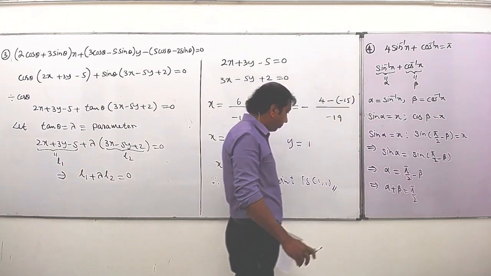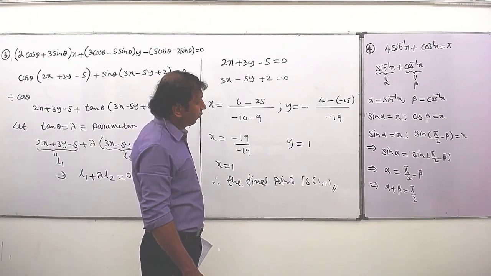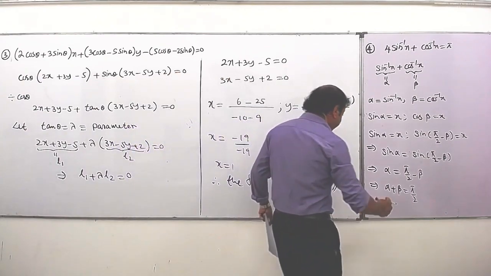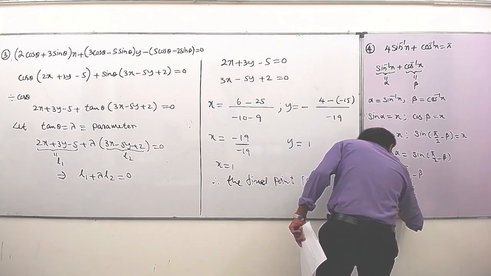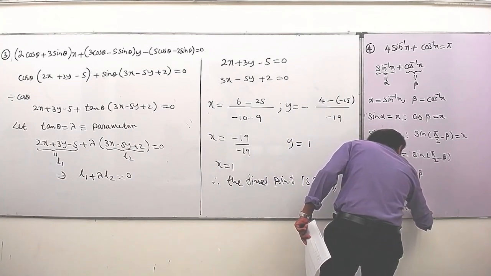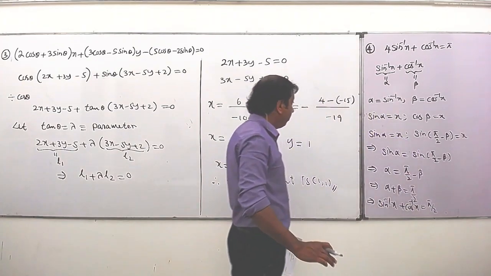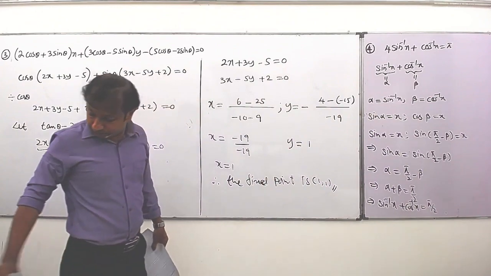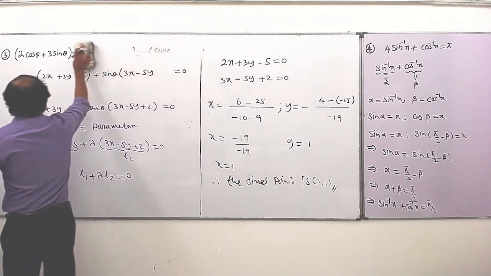What is that? Alpha is sine inverse x, beta is cosine inverse x. This implies sine inverse x plus cosine inverse x equals pi by 2. Alright. Now we can do the rest.